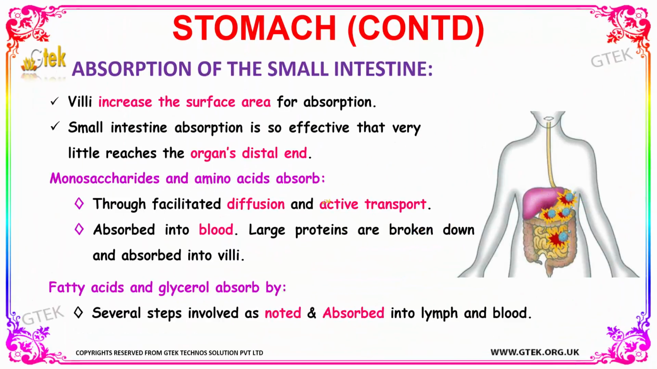Next, we are going to see how the absorption is done in your small intestine. The villi will increase the surface area for absorption. Your small intestine's absorption is so effective that very little reaches the organ's distal end, that is, at the end you don't have anything left for absorption. So most of the things which a person's stomach and the small intestine can absorb is done effectively with the increase in the surface area of the villi.